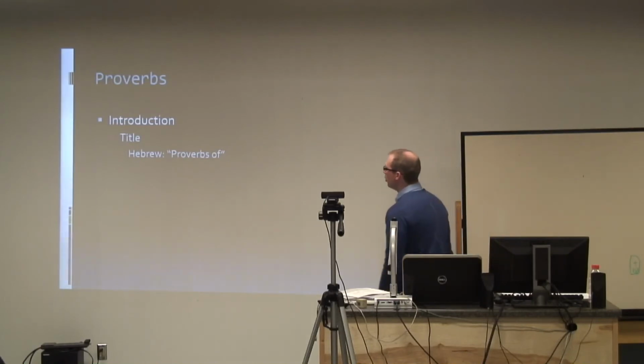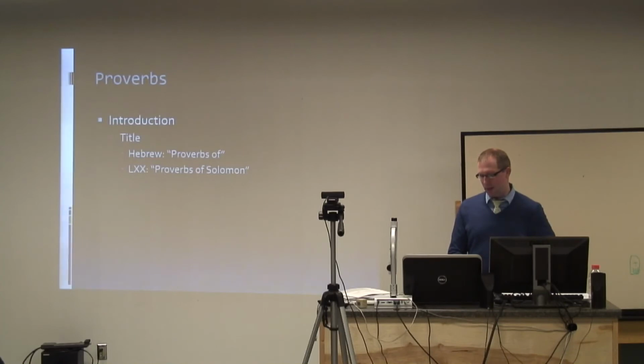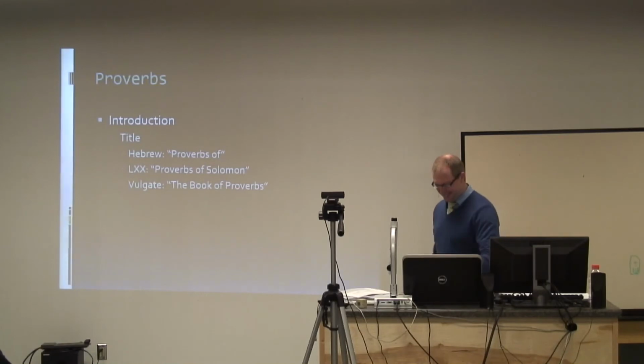The title in Hebrew is the Proverbs of. In the Septuagint, it's called the Proverbs of Solomon. The Vulgate then translates that, the book of Proverbs. So what we have primarily in the book of Proverbs are pithy statements that are proverbial, that state wisdom. Yeah, that is profound, right? A book full of proverbial statements in the book of Proverbs.